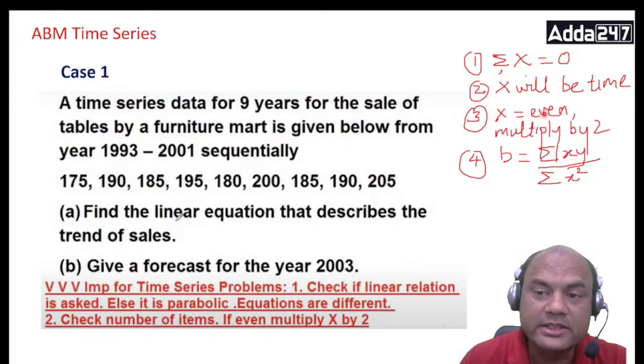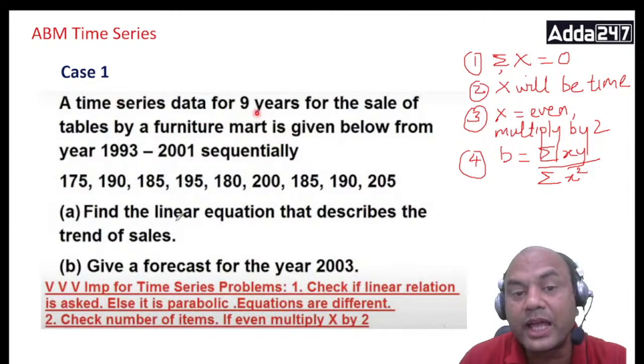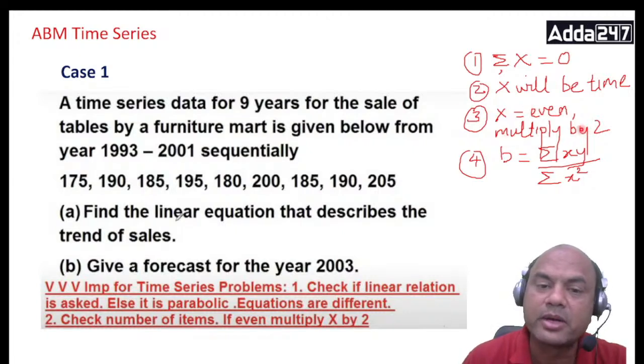Remember this third one: if x is even, multiply by 2. Now look at this: a time series data for 9 years. 9 means what? Is this third point even? No. Odd. So no multiplication by 2.